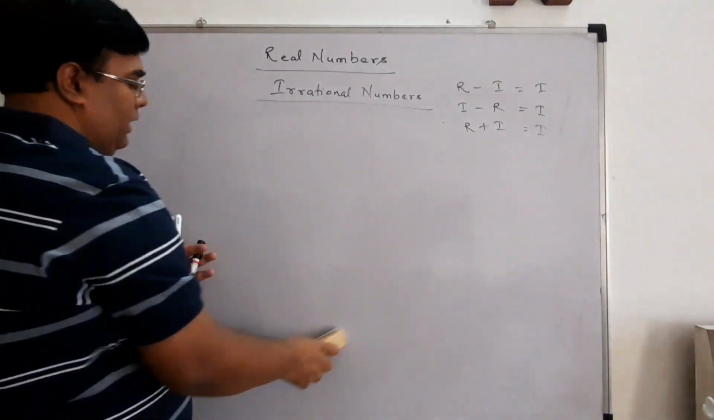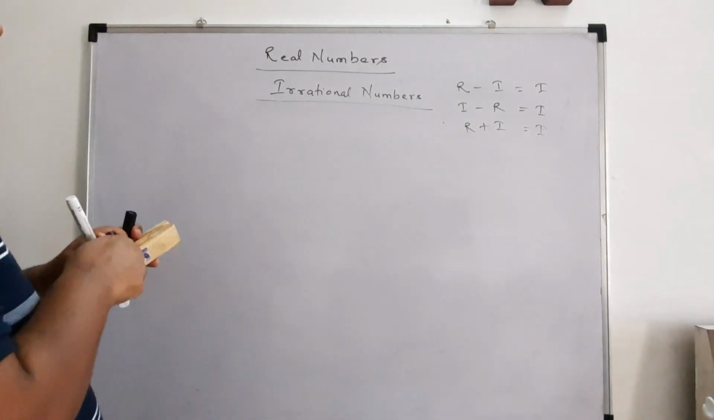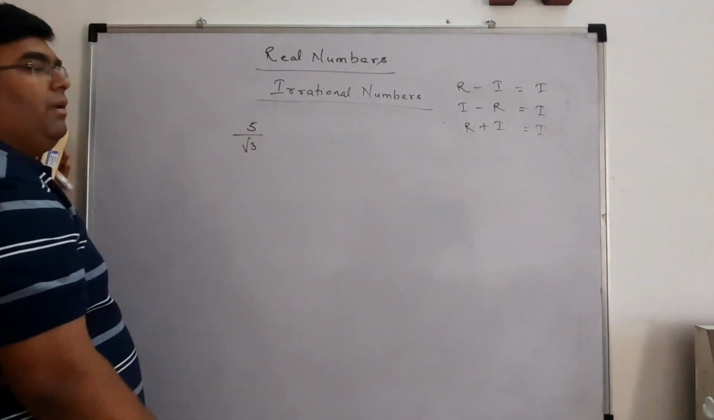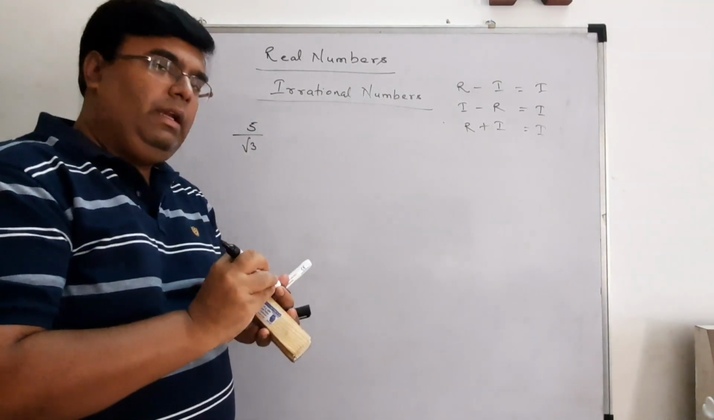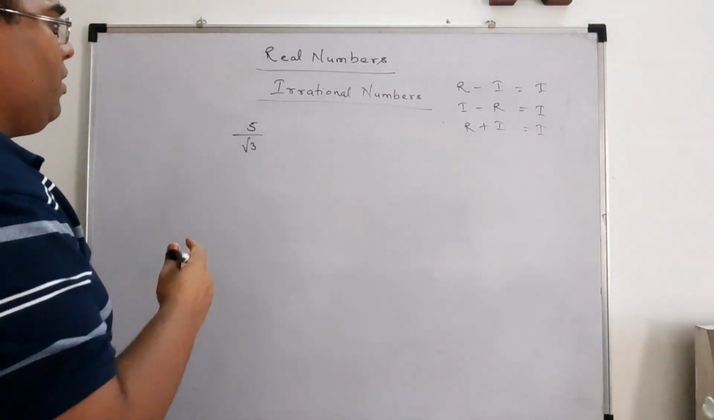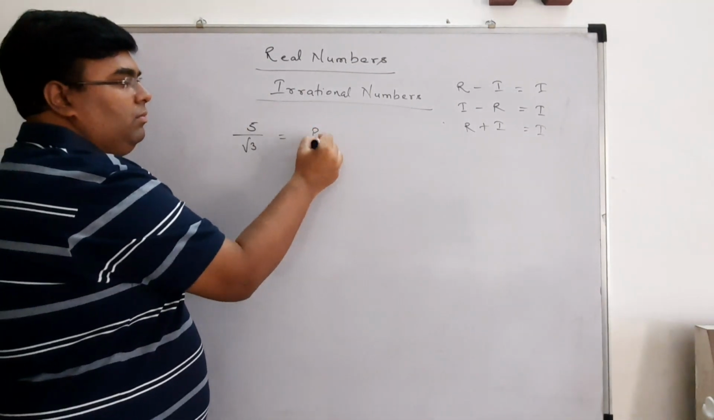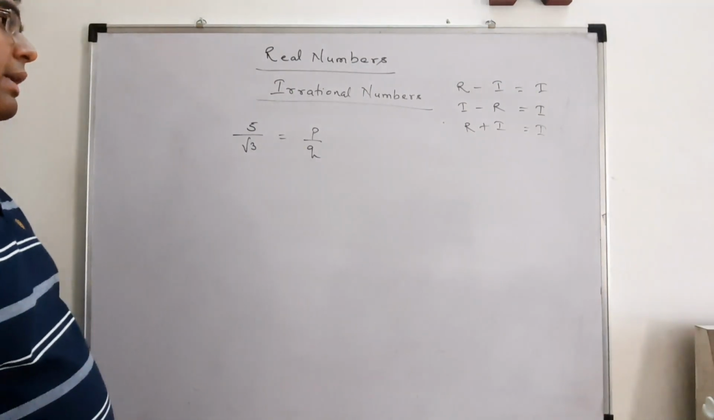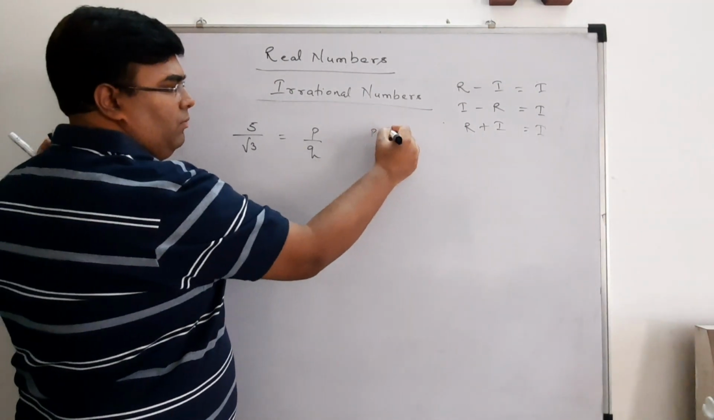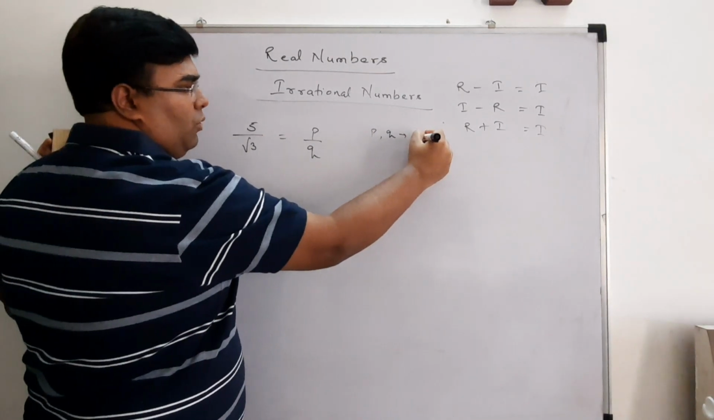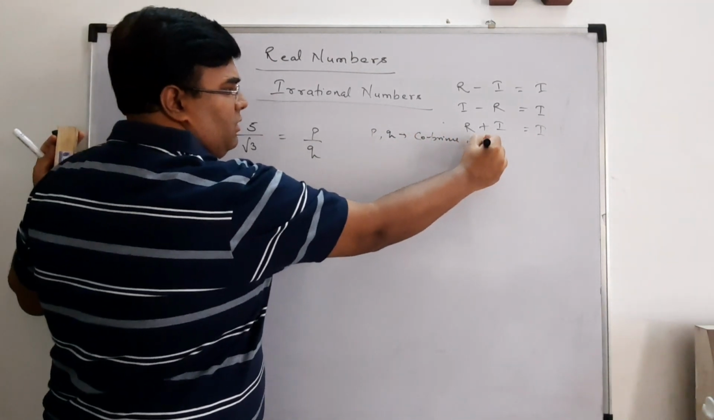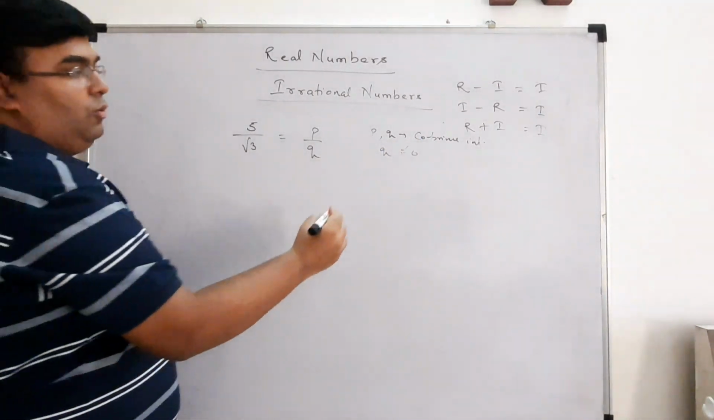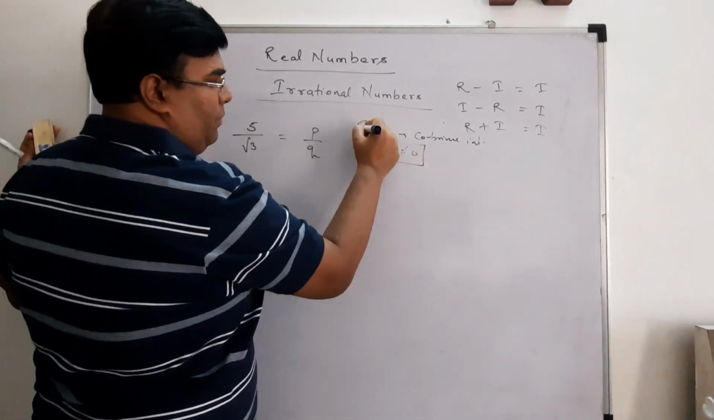Now, one case which is very important, like prove that 5 upon root 3 is irrational. Right? This is a very typical case. So what we will do, again we will assume it as a rational number, which is p by q. Correct? Now what is pq? Co-prime integer, and q is what? Not equal to 0. Right? We have assumed only q not equal to 0, nothing about p.